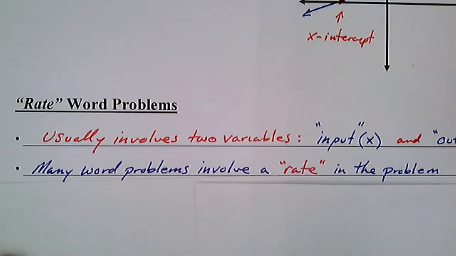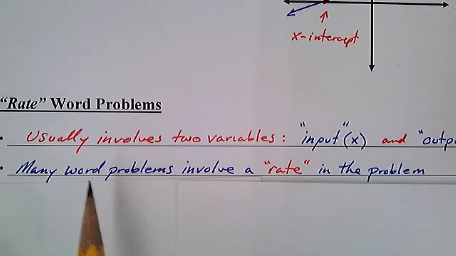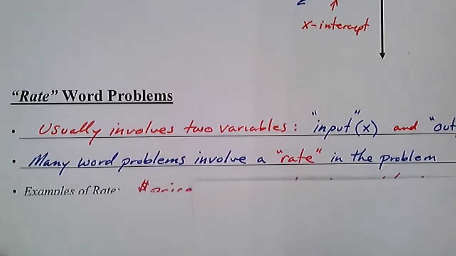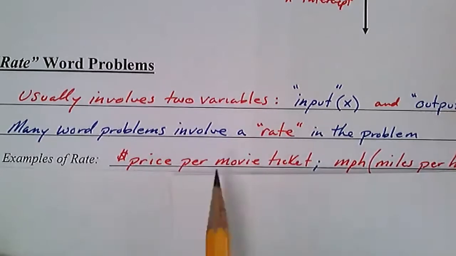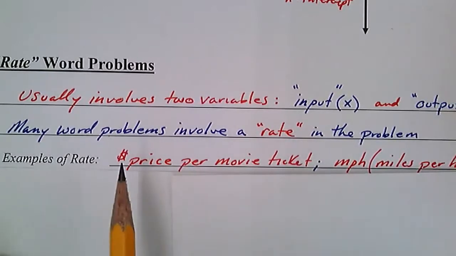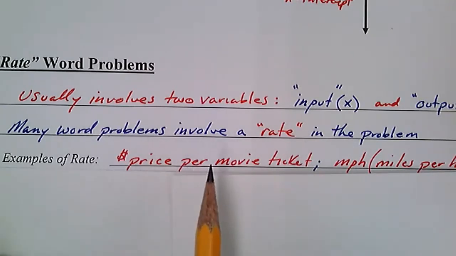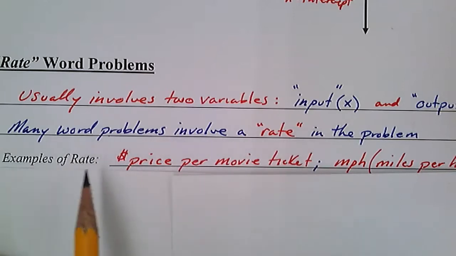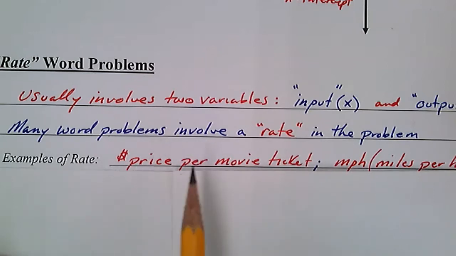Also, a couple other things about rate. Many word problems involve a rate. A lot of the word problems that we're going to be doing will involve a rate, so we're going to practice these rate problems. What do I mean by a rate? Here are some examples. The price per movie ticket. If you're going to go to the movies, it depends on what movie theater you're going to, but it might be $12 per movie ticket. When we're looking for a rate, we often have this word per right here. So this would be price per movie ticket.